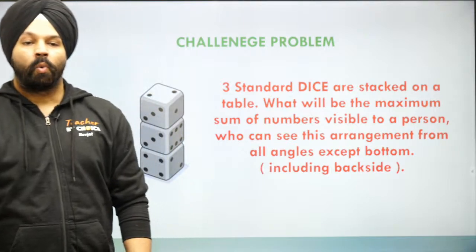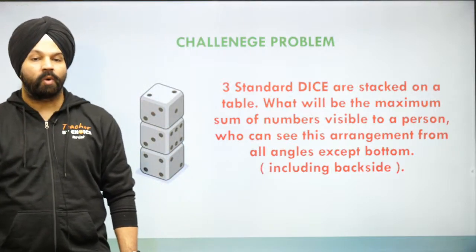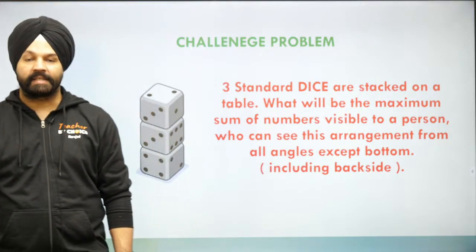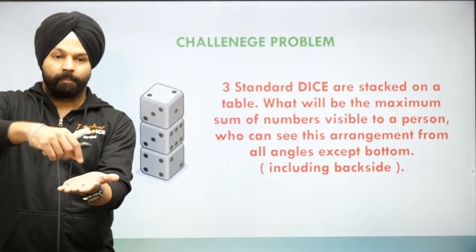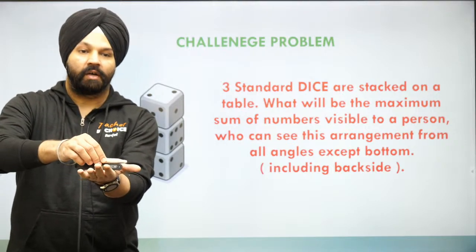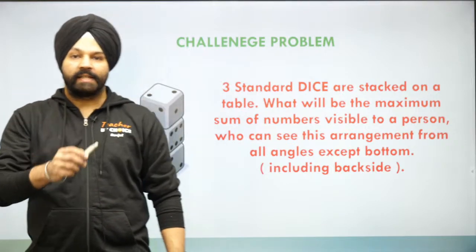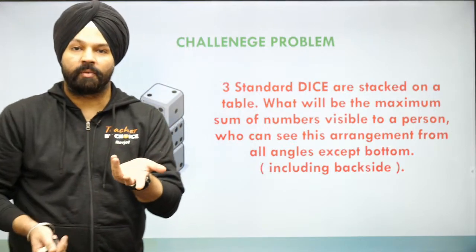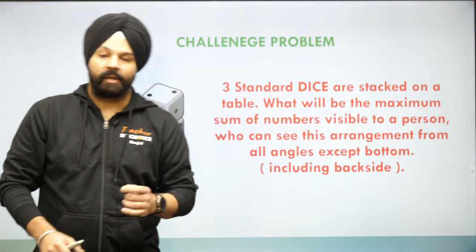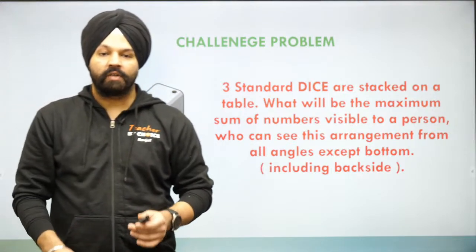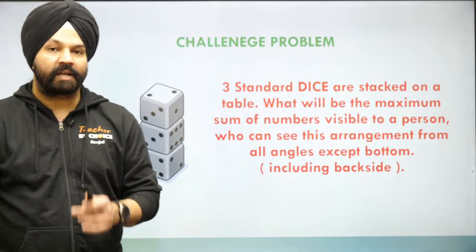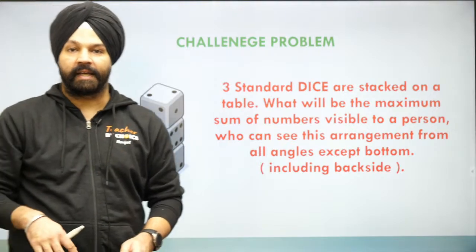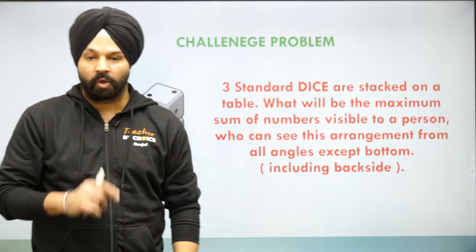Now what he says is, what will be the maximum sum of numbers visible to a person who can see this arrangement from all angles except the bottom, including back sides. So what he means to say is, you have placed 3 dice on a table, one on another. You can see those 3 dice from all angles, but of course the bottom is not visible because it is touching the table. So what will be the maximum sum of numbers on the visible faces? You have to tell the maximum sum of all the faces that you will see.